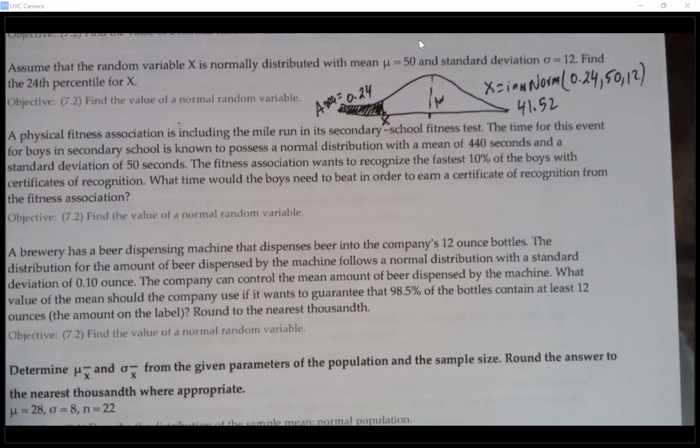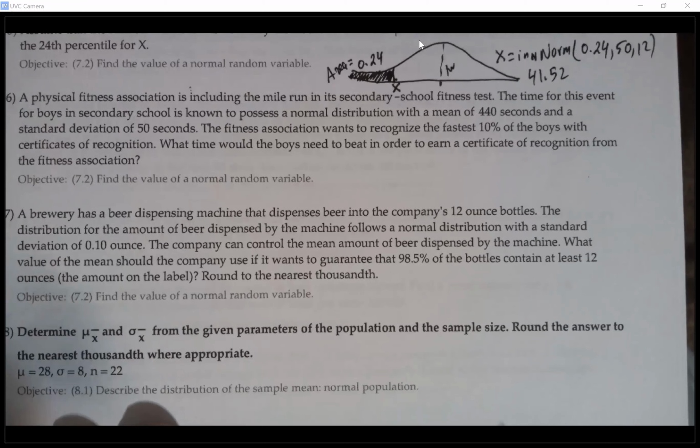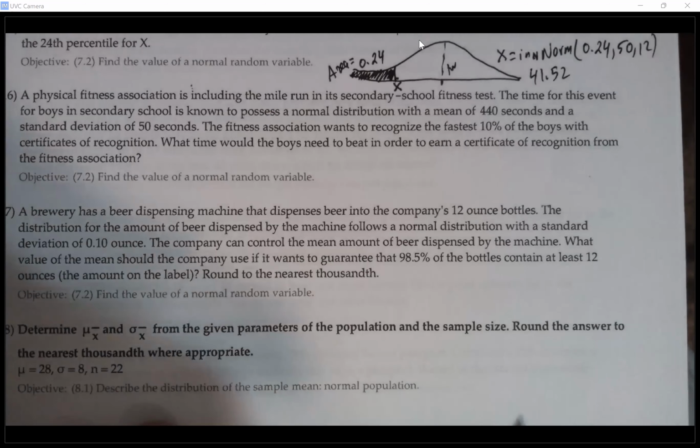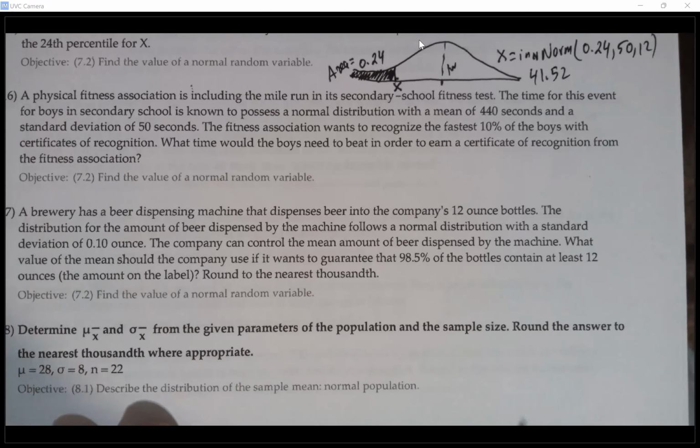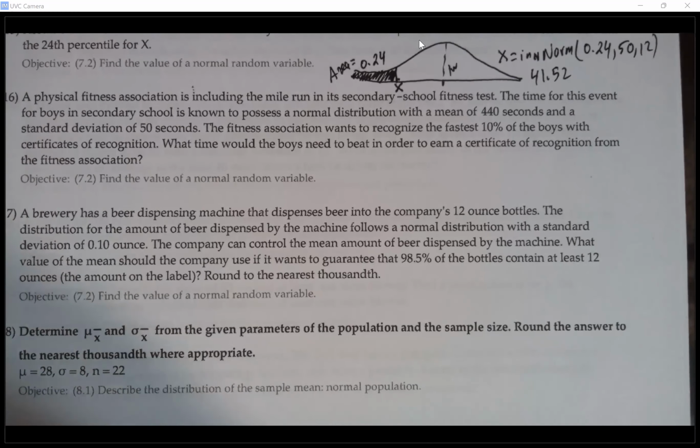17. A brewery has a beer dispensing machine that dispenses beer into the company's 12-ounce bottles. The distribution for the amount of beer dispensed by the machine follows a normal distribution with a standard deviation of 0.10 ounces. The company can control the mean amount of beer dispensed by the machine. What value of the mean should the company use if it wants to guarantee that 98.5% of the bottles contain at least 12 ounces, the amount on the label, round to the nearest thousandth?